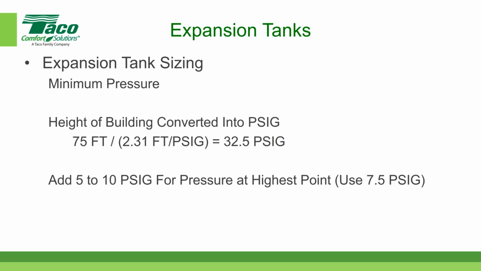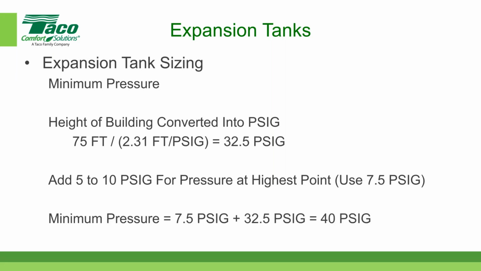And since most people would like somewhere between 5 to 10 pounds, for this example, I want the math to come out simple. I chose 7.5 pounds at the top. If I have 7.5 pounds at the top of the building, top of the piping system, I add that 7.5 to the 32.5 because of the height of the building, and that means that my minimum pressure at the bottom of the building is 40 pounds per square inch gauge.